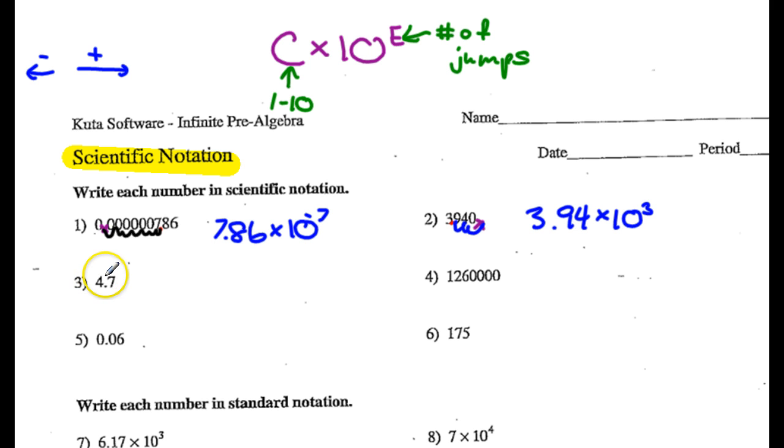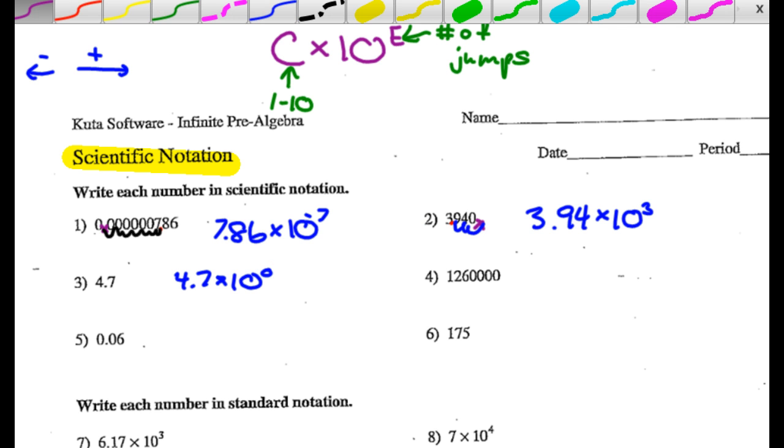Number 3. This one's going to be kind of a trick question. Look at this number, 4.7. Do I need to move the decimal? No, it's actually already in the right place, because 4.7 is between 1 and 10. So I keep that, times 10, exponent's the number of jumps. Did I have to jump? No, it's already there. So the exponent's 0. Okay?